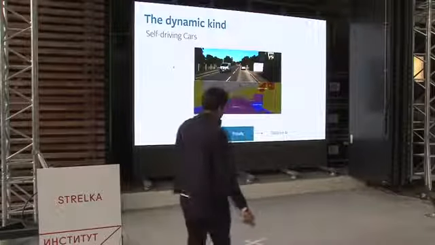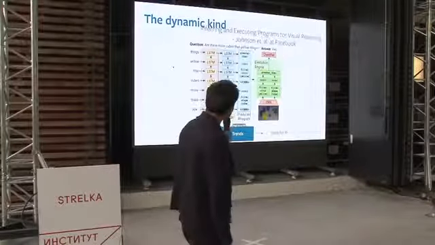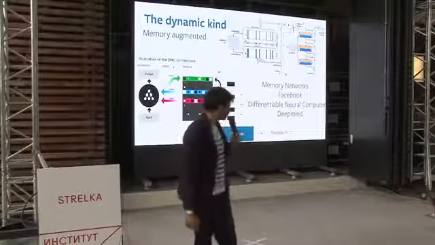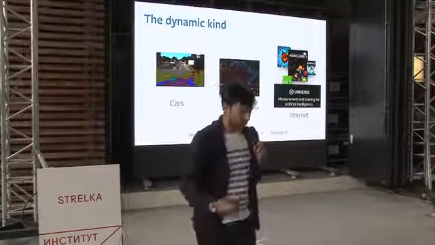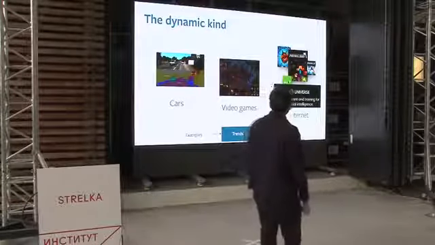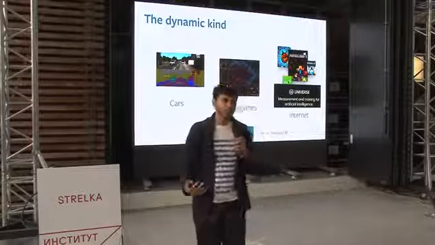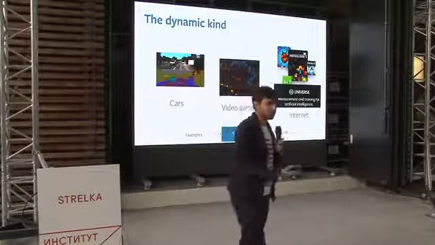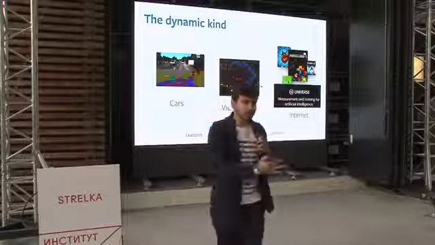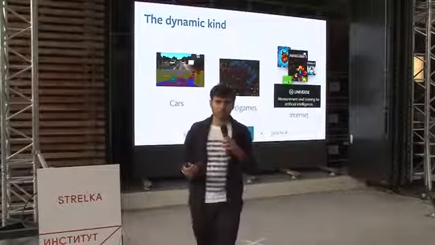The dynamic kind of neural networks, just to repeat, self-driving cars are one of the examples. You know, visual question answering, memory augmented networks, interacting with, say, a dynamic environment like video games. These are all the dynamic kind of neural networks. And one of the trends we're seeing is that there's more and more research and products that are being built in this direction. I'm not saying the static kind is going less, but I'm saying there's more and more of dynamic neural networks coming to play.